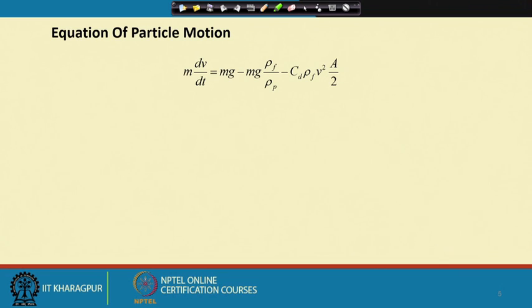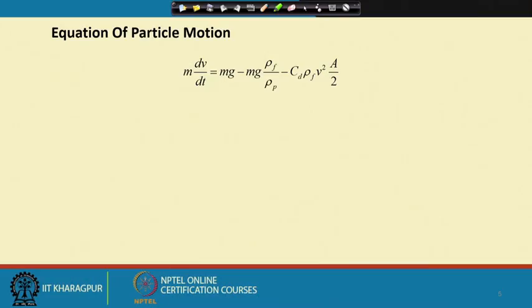So, let us write the equation of particle motion in a fluid medium when the fluid is stagnant. Initially the particle will try to accelerate. That means it will have an accelerating velocity, with its velocity increasing with time, and beyond a certain point it will travel at a constant velocity, which is called the terminal settling velocity.